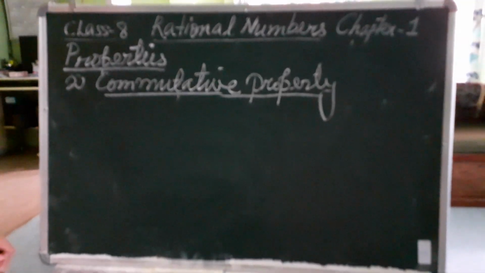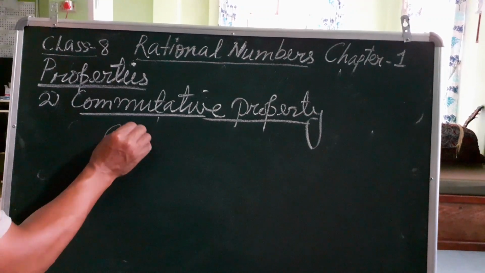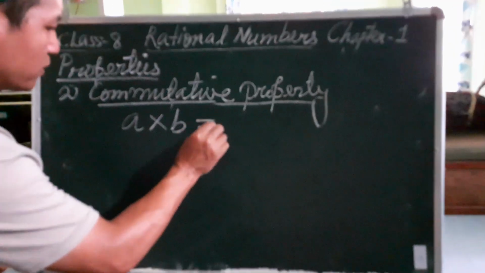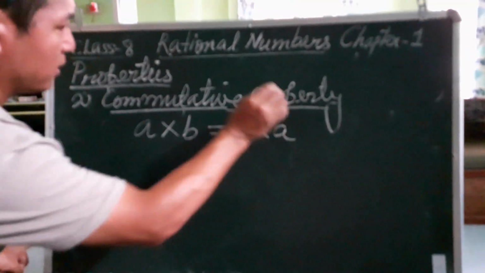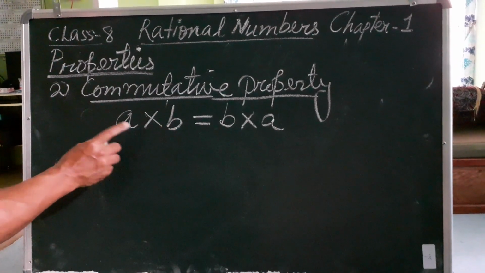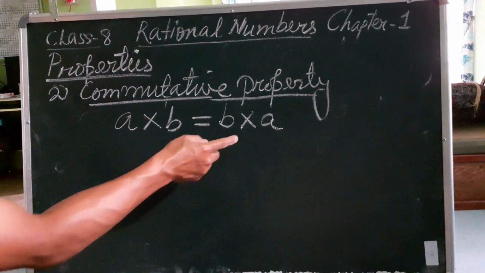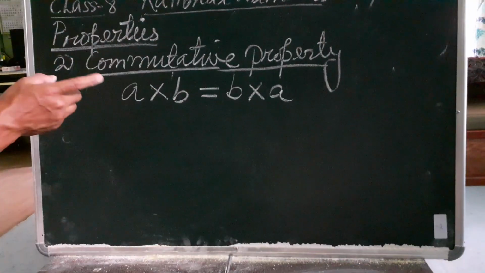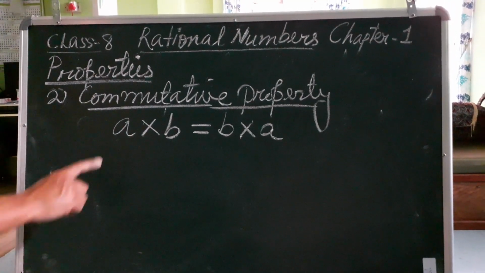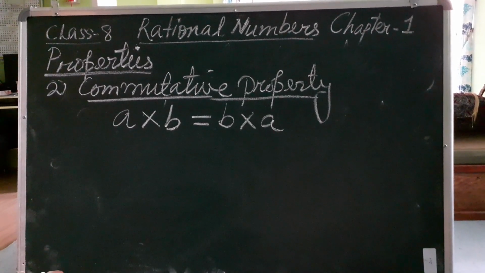If a and b are two rational numbers, then a into b will be equal to b into a. This means that if we change the order of multiplication, here it is a into b, and in the next it is b into a. The order of multiplication is changed. If we change the order of rational numbers while multiplying, the product remains the same.